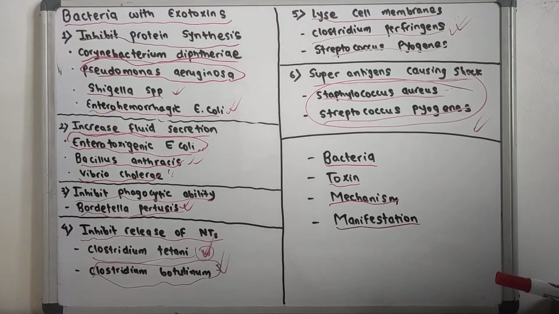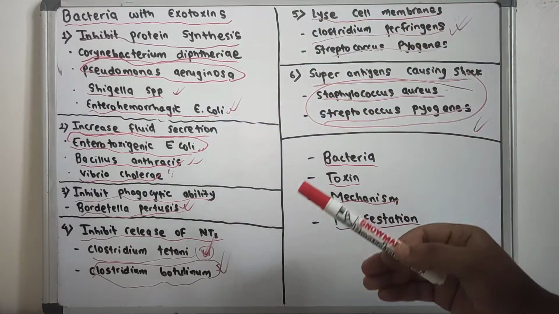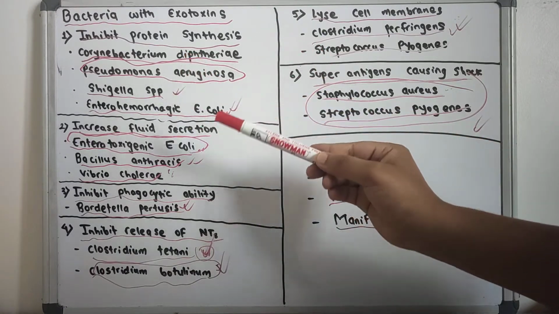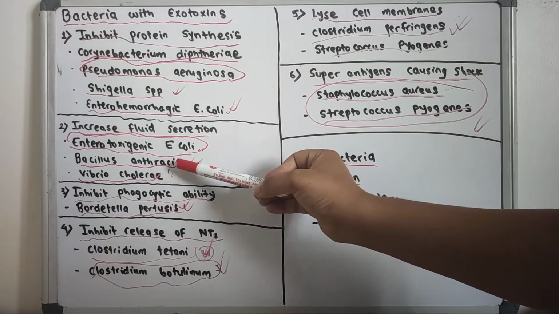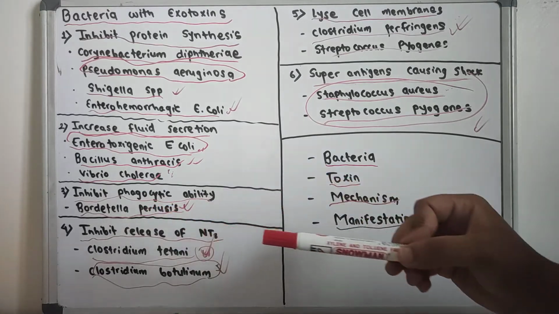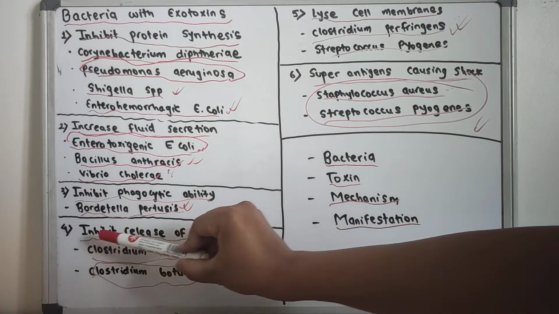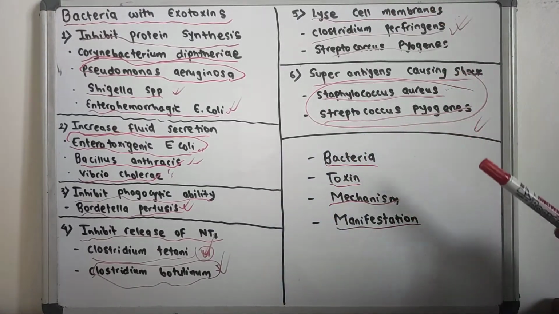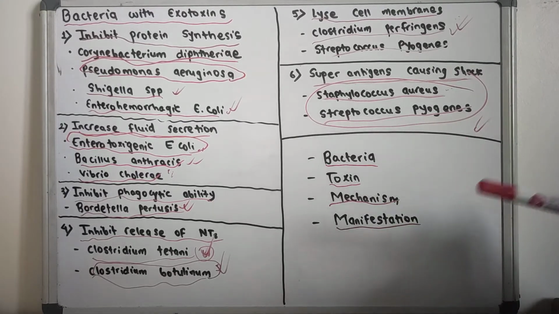Again I am going to briefly summarize. The bacterial toxins which inhibit the protein synthesis are from Corynebacterium diphtheriae, Pseudomonas aeruginosa, Shigella species, and enterohemorrhagic E. coli. Those which increase the fluid secretion are enterotoxigenic E. coli, Bacillus anthracis, and Vibrio cholerae. Those which inhibit the phagocytic ability are Bordetella pertussis. Those which inhibit the release of neurotransmitter are Clostridium tetani and Clostridium botulinum. Those which lyse cell membranes are Clostridium perfringens exotoxin and Streptococcus pyogenes. The superantigens causing shock are Staphylococcus aureus and Streptococcus pyogenes.